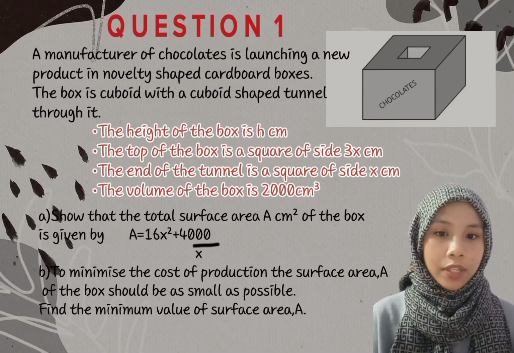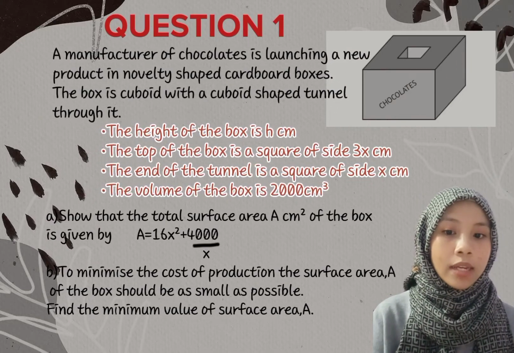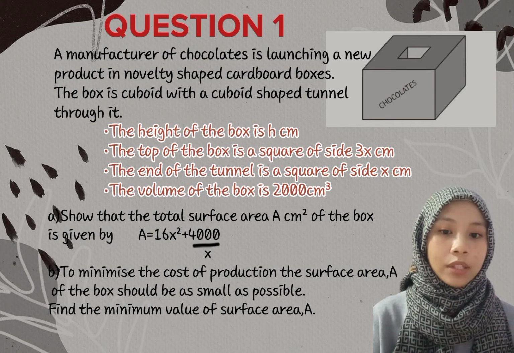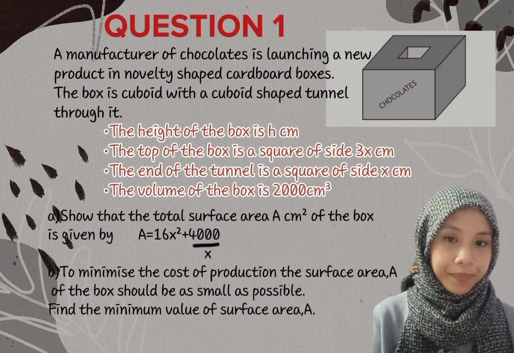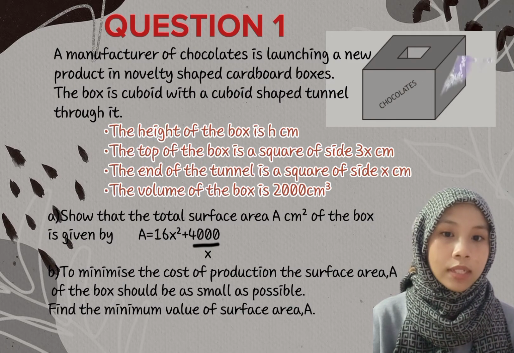Question 1. A manufacturer of chocolates is launching a new product in novelty shape cardboard boxes. The box is a cuboid with a cuboid-shaped tunnel through it. The height of the box is h cm. The top of the box is a square of side 3x cm. The end of the tunnel is a square of side x cm. The volume of the box is 2000 cm cubed.